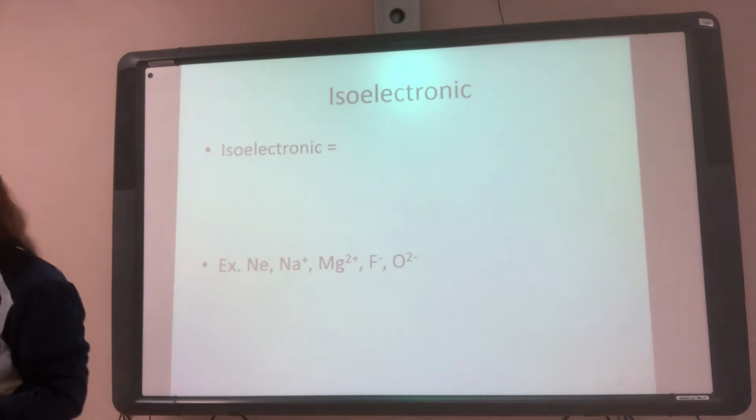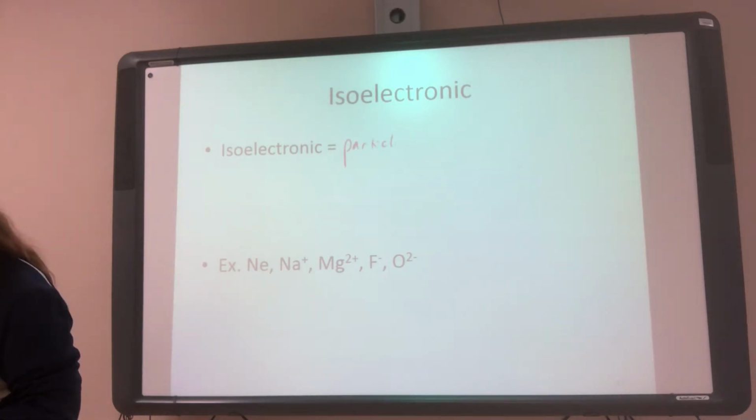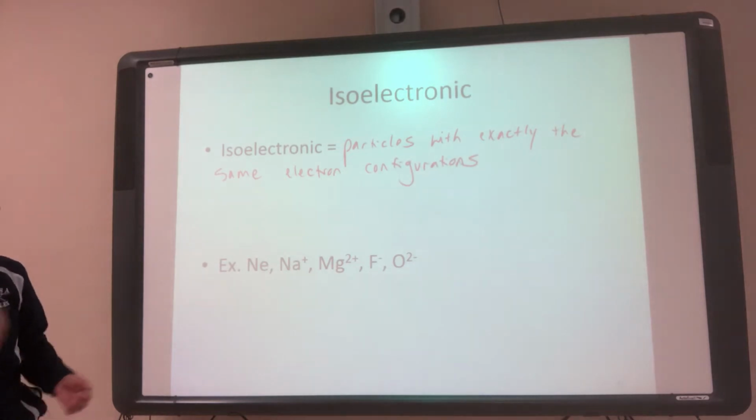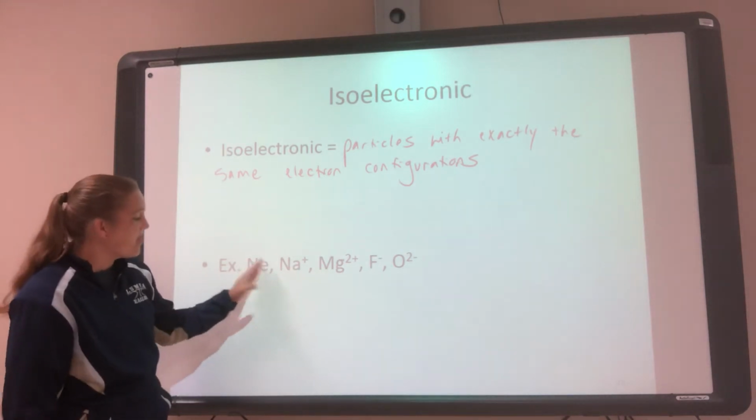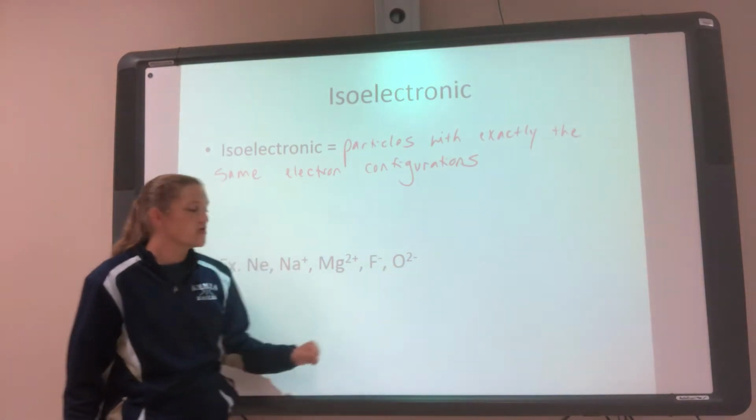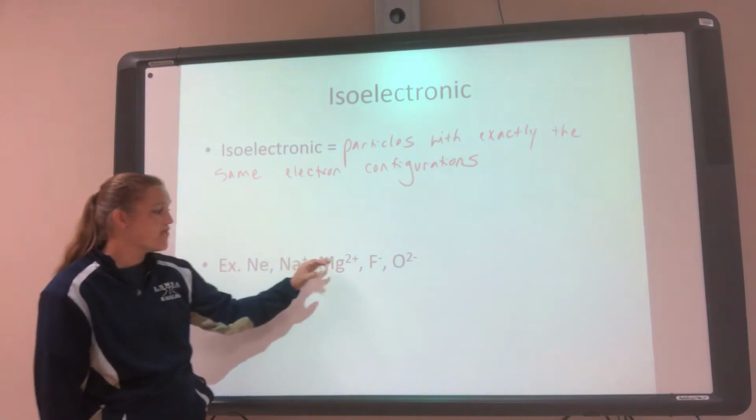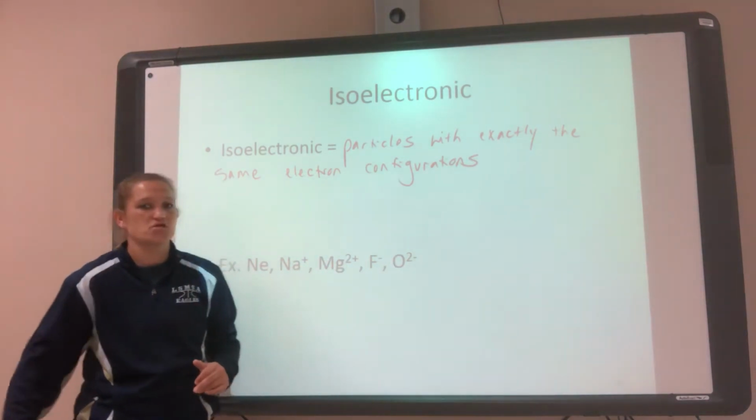electron configurations. So something is isoelectronic if the particles have exactly the same electron configurations. So this would be something that's isoelectronic. In my example, I'm saying that these guys are isoelectronic. I'm saying that they all have the same electron configurations.